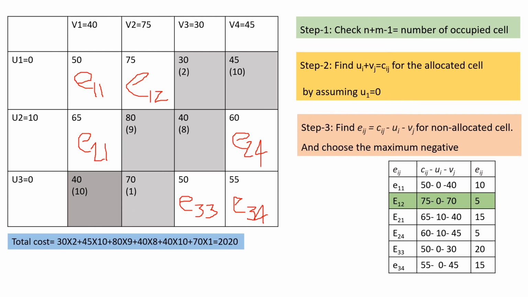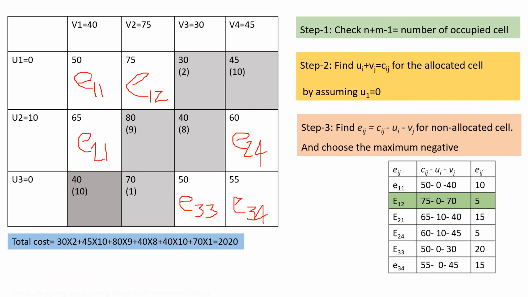So the total cost becomes like this: 30 times 2 plus 45 times 10 plus 80 times 9 plus 40 times 8 plus 40 times 10 plus 70 times 1 equals 2020. This is the optimal solution, and obviously it should be less than the initial feasible solution.